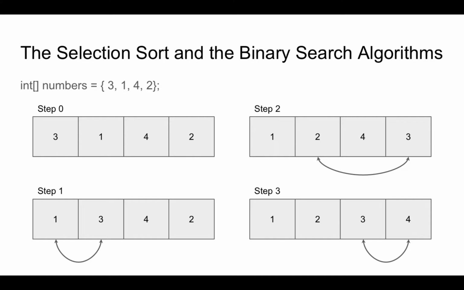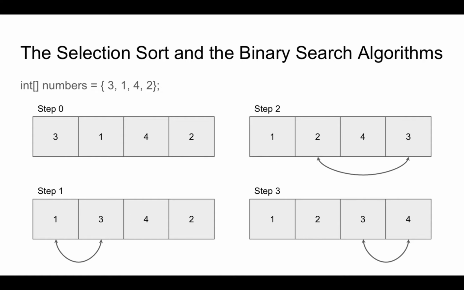So then we're going to look at just those last 2 spaces. We're going to check for the smallest item in those, which is the 3 now, and we're going to swap that so that we can put that into position 2. And so going into the last step, step 3, we're going to swap the 3 and the 4, and then we're going to see that the entire array has been sorted.